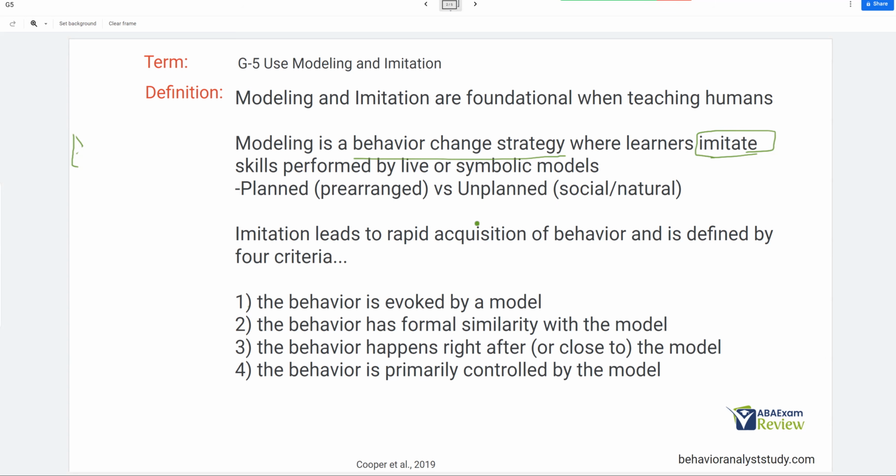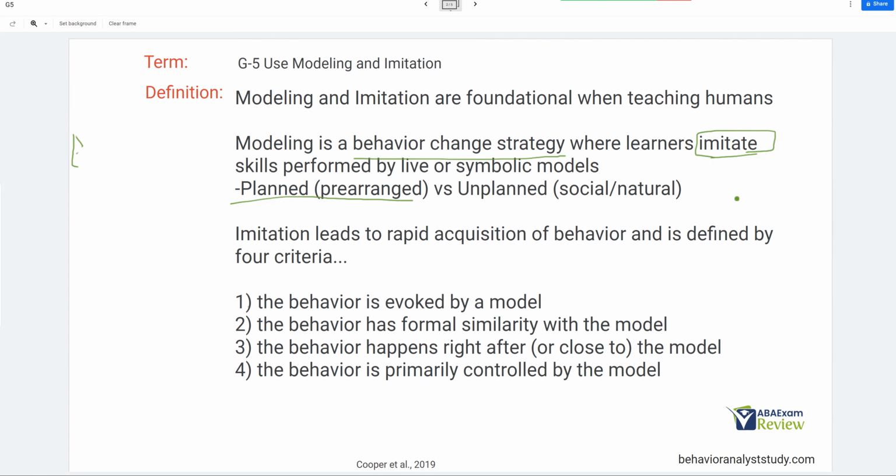Now, there are two types of modeling. There are planned models, which are prearranged, which is typically what we'll use in the practice of behavior analysis. And then there are unplanned models. When you go to a social situation, I always like to use sporting events. If you've never been to a certain type of sporting event, when you're there, as plays happen, you're going to look around and see how others react, and then you'll follow their lead. That's an unplanned model. Typically, in practice, you're going to plan your modeling, but for generalization purposes, we want to utilize unplanned models as much as possible.